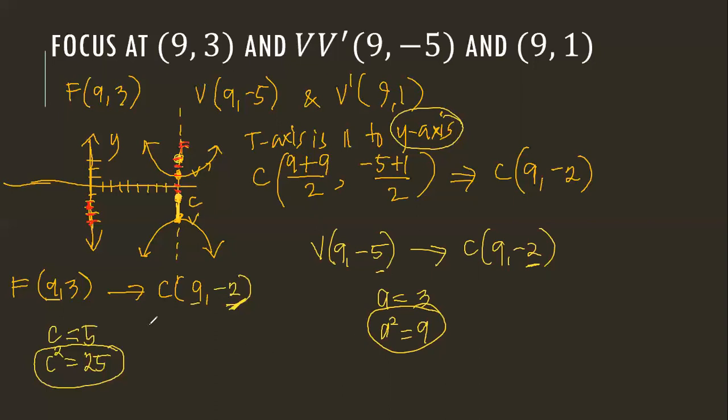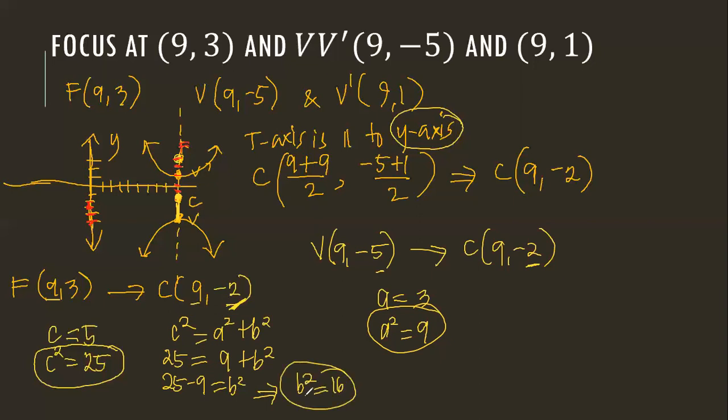So para makuha natin ang b square, c square equals a square plus b square. So that is 25 equals, our a square is 9 plus b square. So 25 minus 9 equals b square. Then therefore, b square is equal to 16. Okay, so we can now have our standard form. Since the transverse axis is parallel to y, we can have y minus k square over a square minus x minus h square over b square is equal to 1.